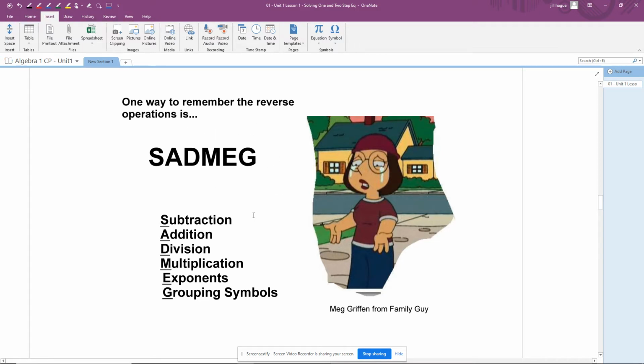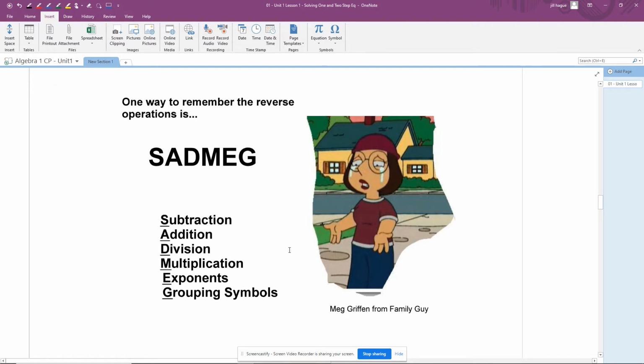All right, one way to determine how to start an equation is to think of sad Meg. So we got Meg from the Family Guy here, but we have: do your subtraction first, then do any addition, then do any division, then do any multiplication, then get rid of exponents, then get rid of grouping symbols. Okay, so if you think of sad Meg, that is the order in which you solve an equation. Get rid of all your subtractions, additions, division, multiplication, exponents, and lastly, grouping symbols.